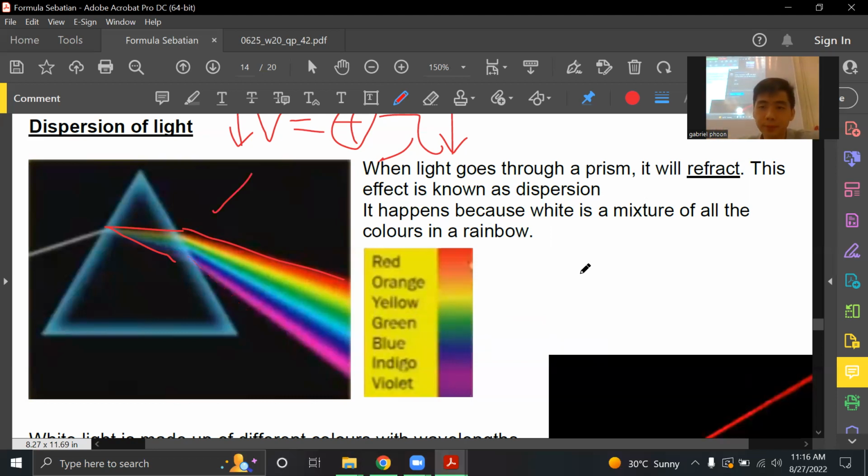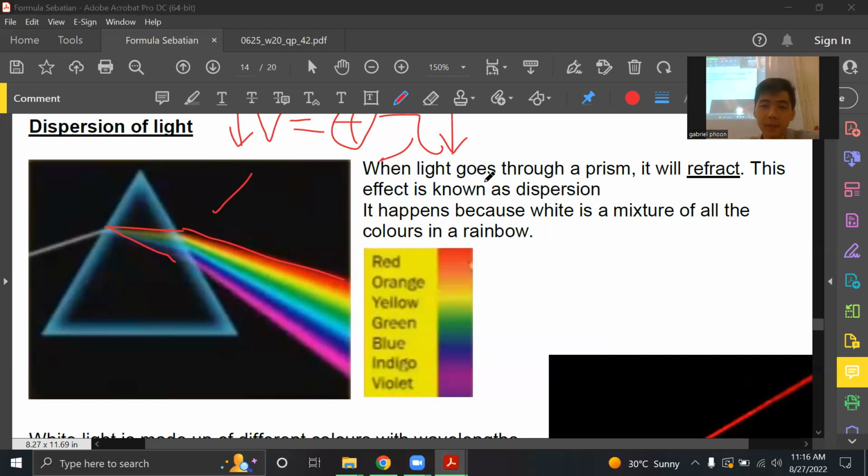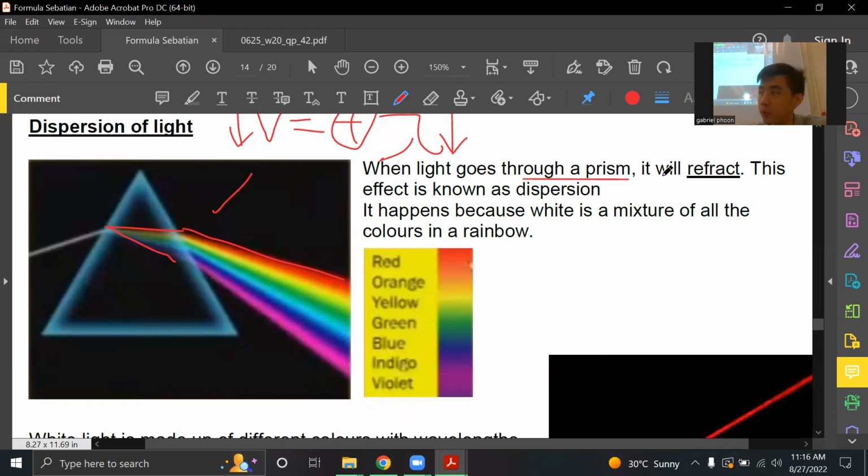Okay, so having said that, if you look at the statement here, when white light goes through a prism, it will refract. This effect is known as dispersion. Guys, this scenario here, when the white light changes angle, is known as refraction. The term dispersion is basically like white light dispersing into 7 different colors, guys. It is basically dispersing into 7 different colors. But the reason why dispersion is available is because light is being refracted here, guys. Very important, don't be confused. It happens because white light is a mixture of all the colors of the rainbow.